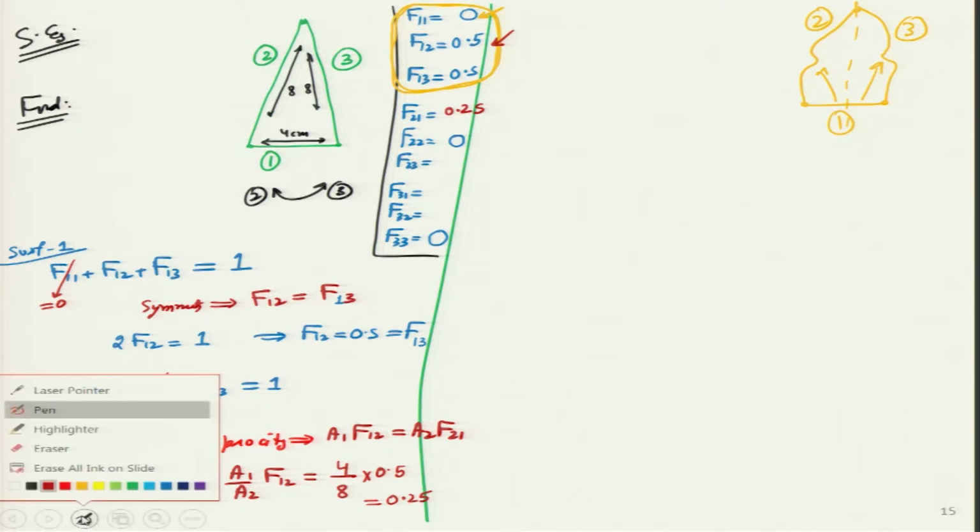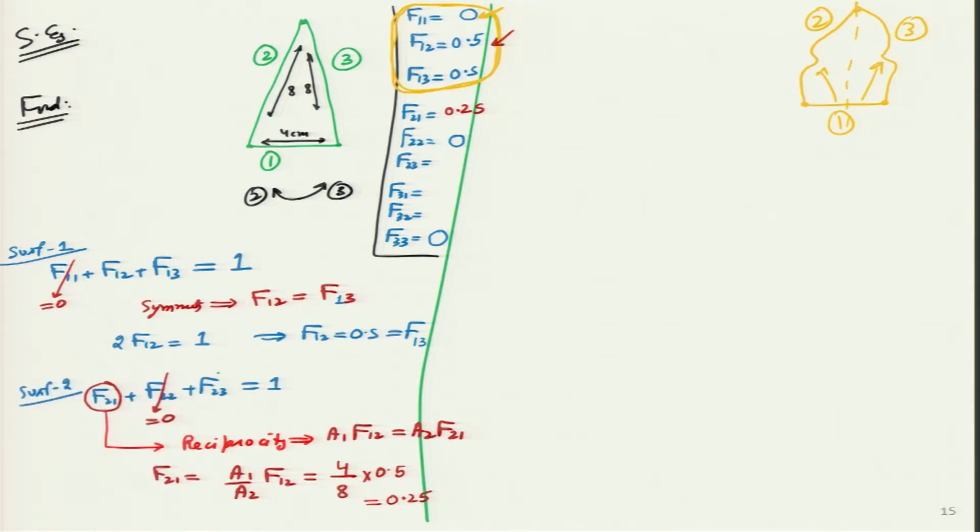And very interestingly, now I can write the value of F23 also, because if this is 0.25 and this was 0, then it directly gives me F23 is 0.75, which I can go and write over there. I will use another color: 0.75.